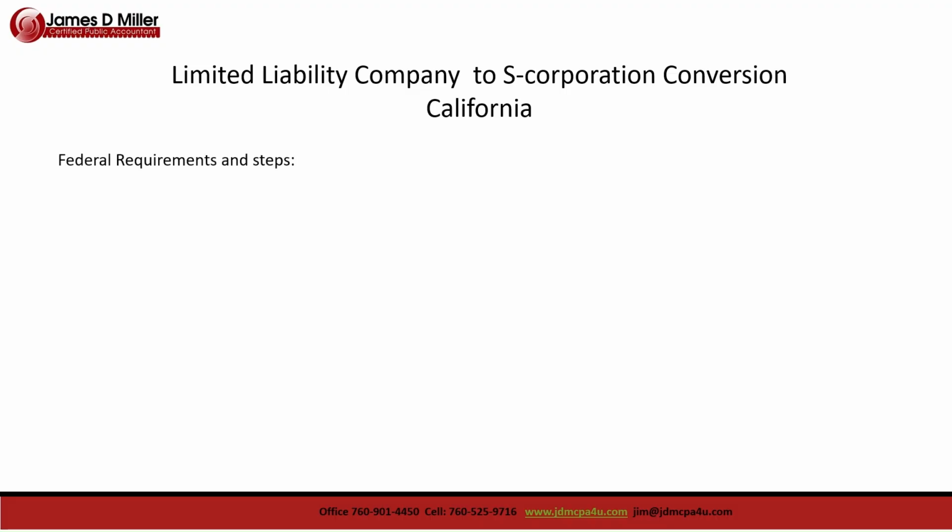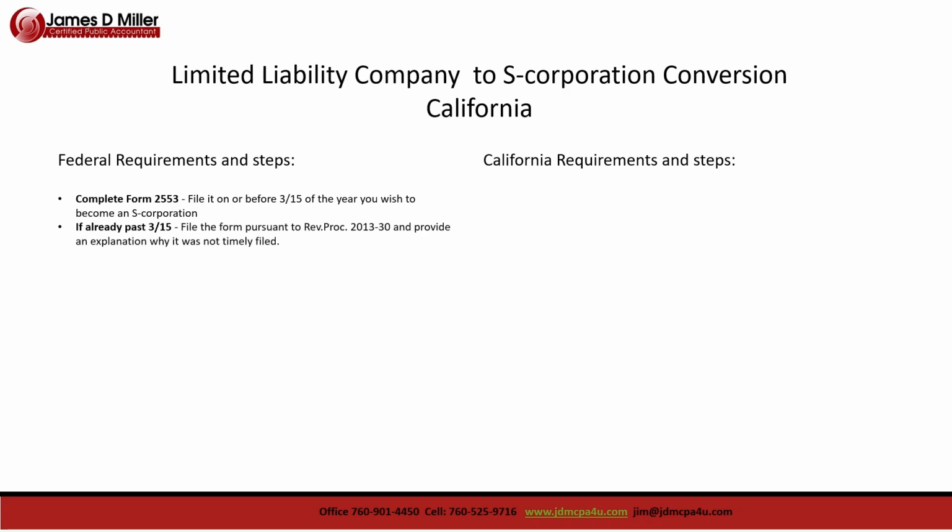So to do a conversion, you have both federal requirements and California requirements. Typically, you take care of the federal requirements first. You do so by filing Form 2553, and this is due by March 15 of the year you're in. Let's say you miss it. Let's say that you don't get it filed by March 15, but you still want to become an S corp, and you'd like to have it retroactive to the beginning of the year. Well, you could still do it, and there's a good way to do it.